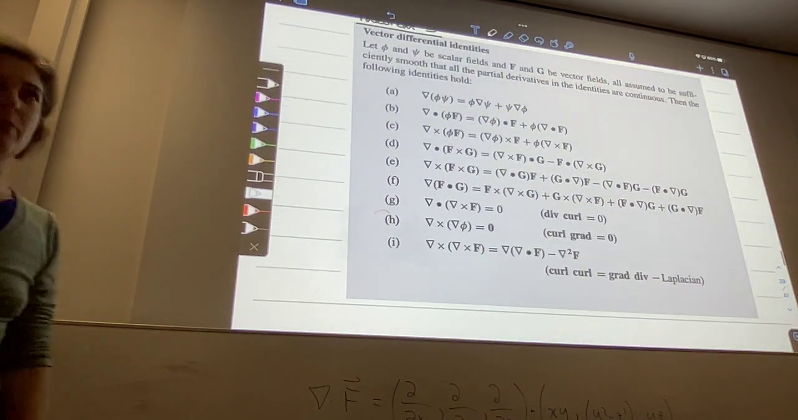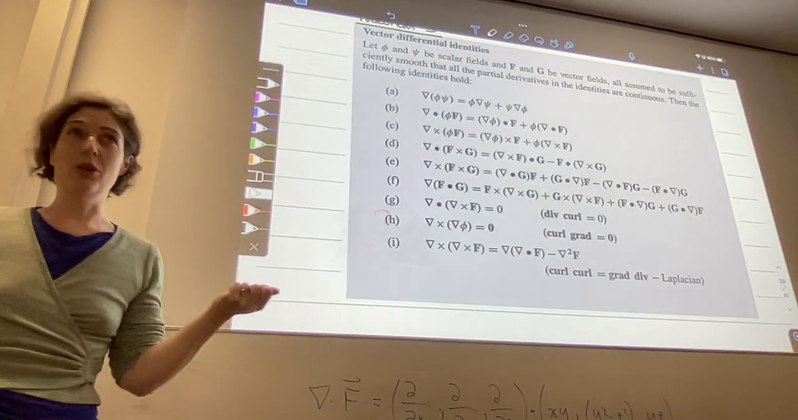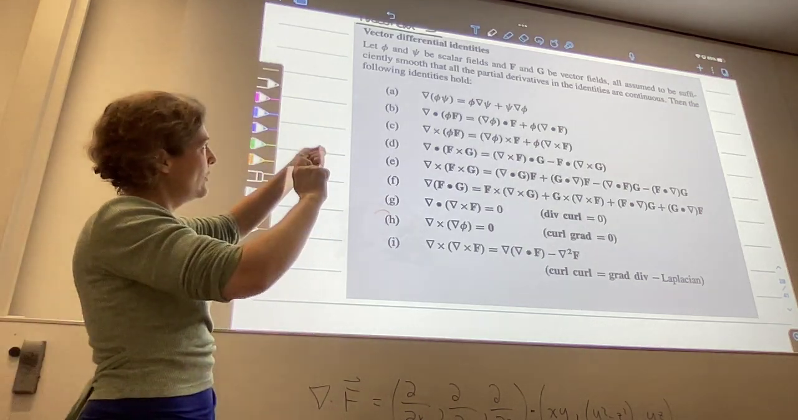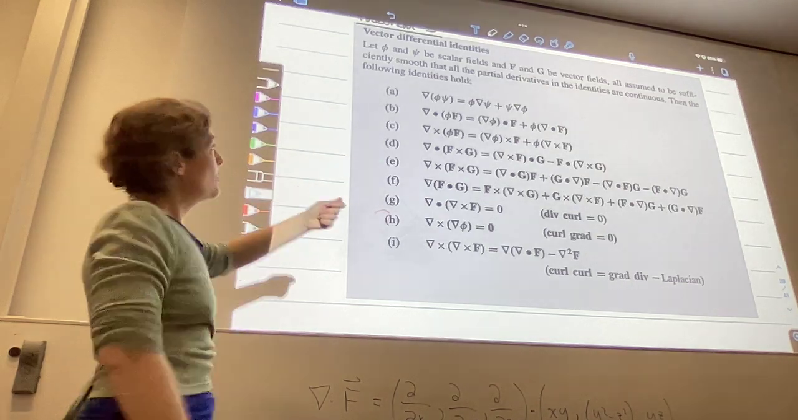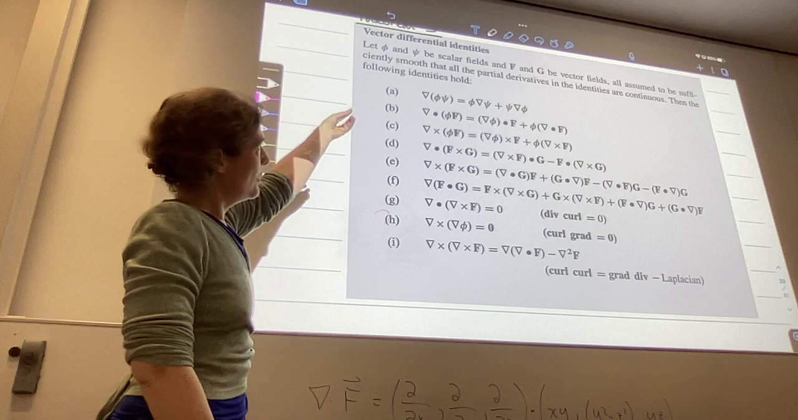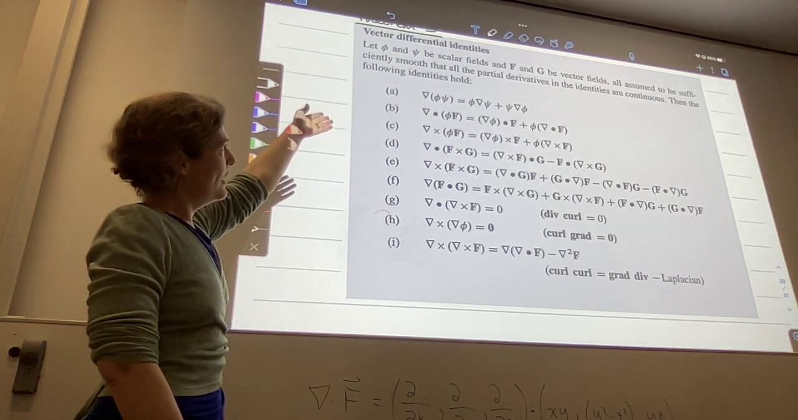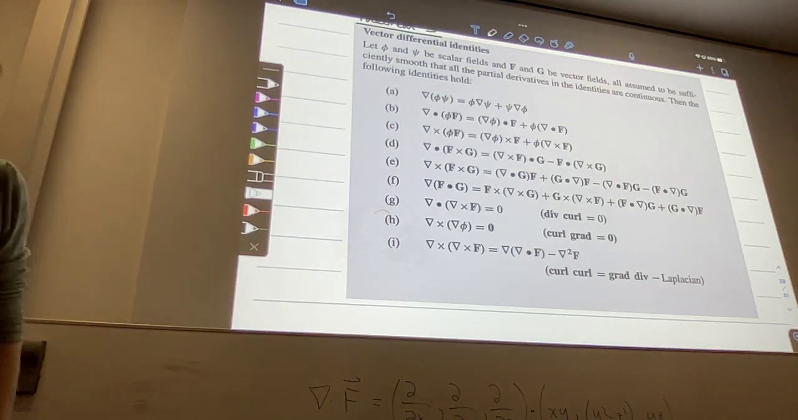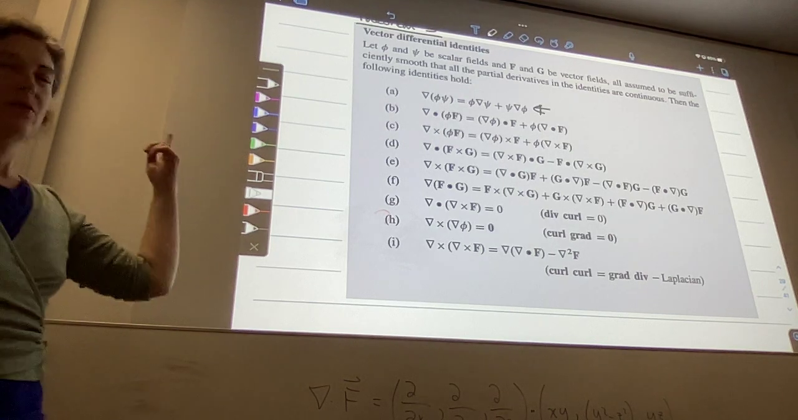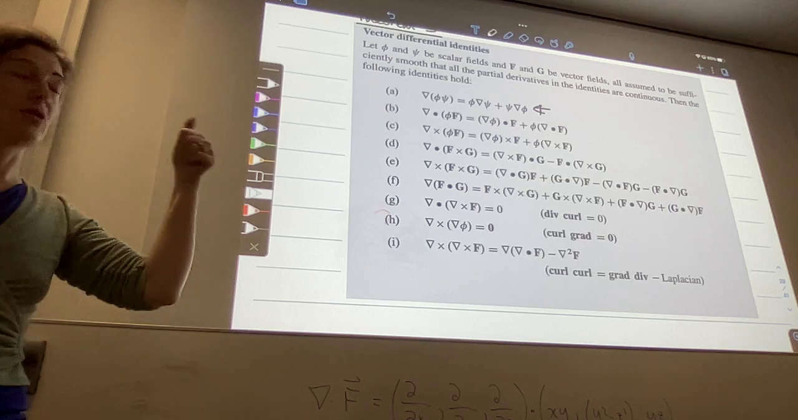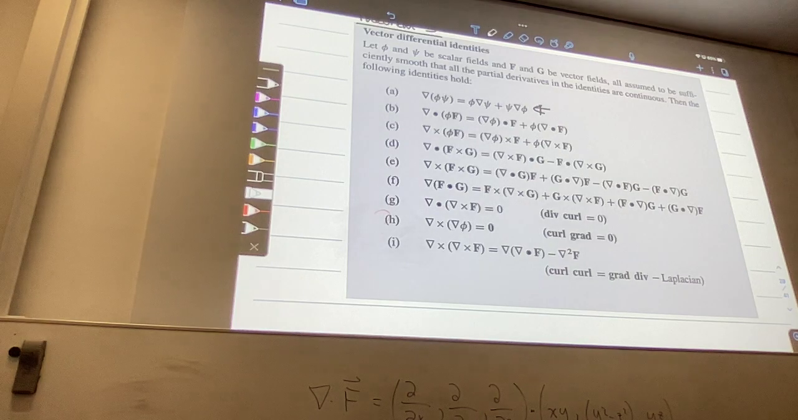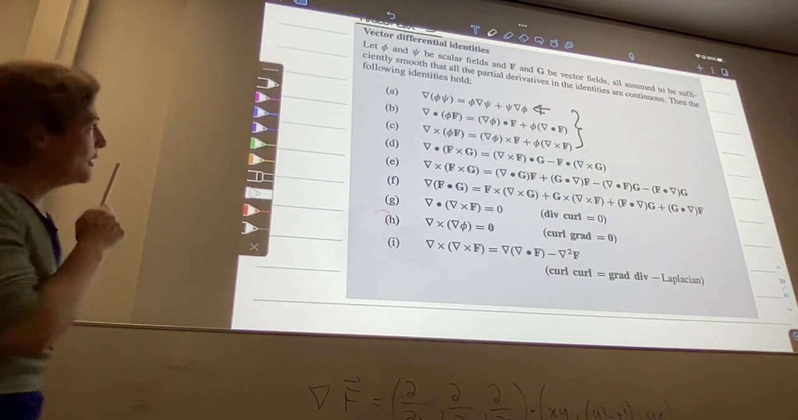And we have a bunch of identities which you don't need to know, except that some of them are quite interesting. So the first bunch are really just telling you how the various operations distribute. For example, if you've got a product of two scalar fields and you take their gradient, what happens? Well, it looks very much like a product rule that you've seen before. So I'm looking at this over here. That's the kind of product rule that you would expect. So that's great, okay? And in fact, all three of these are really examples of product rules.